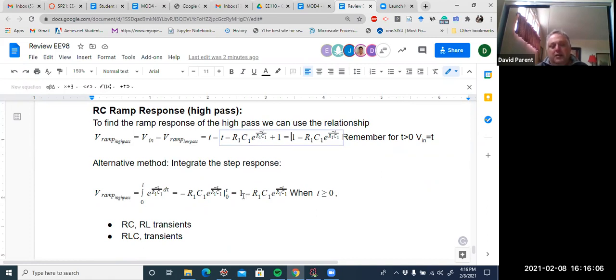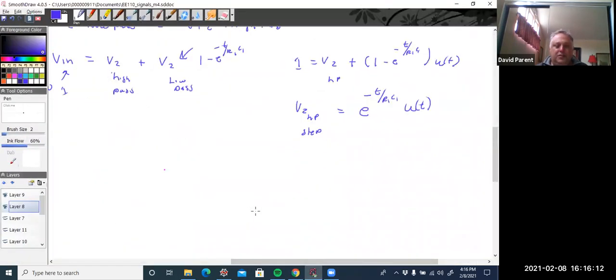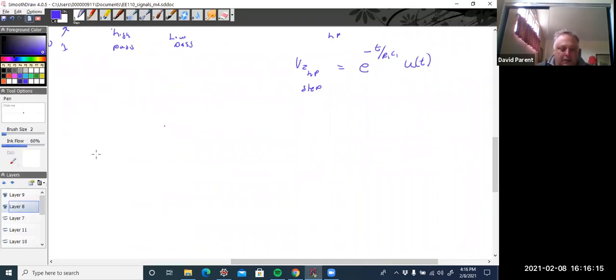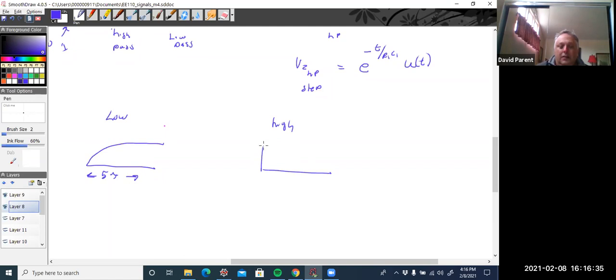All right. But these shapes, right? Here's a low pass, right? And it takes 5 tau to get to where you're going. And this can be scaled up or down because it's linear, right? This is low. And for high, right, it takes 5 tau to discharge, right? And this is the step.